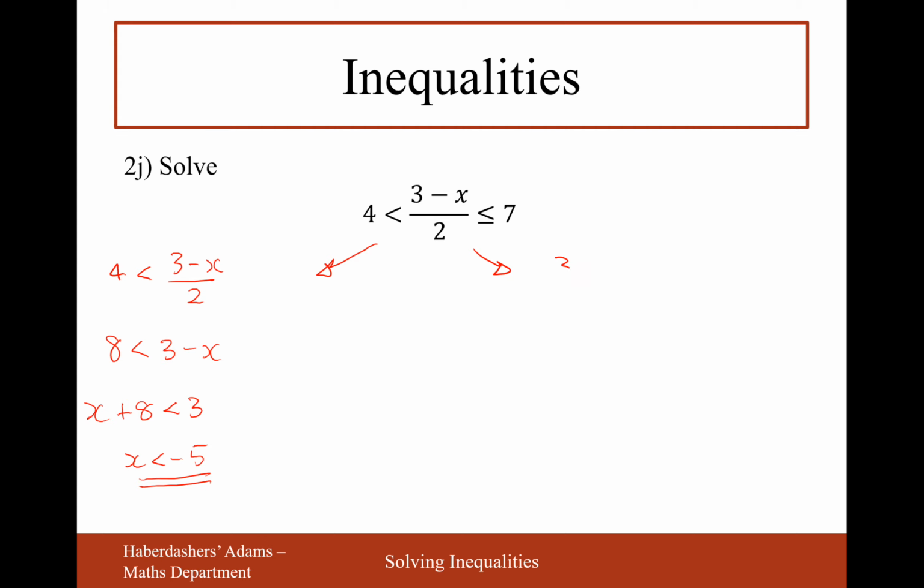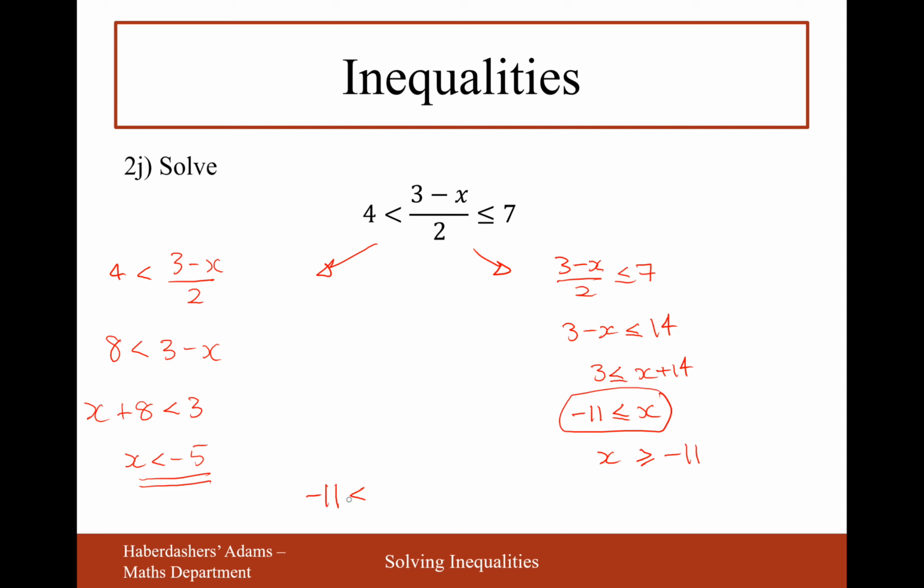And on this side, 3 minus x over 2 is less than or equal to 7. So times both sides by 2 first, and you get 14. Add the x on the other side. Take away the 14 and you get minus 11. And then we'll swap this one the other way around because it's a final answer. So I think the easiest way of combining these two is the smaller one is this one here. So that one will go first. And then less than minus 5. And there we are, that's the answer to question 2J.